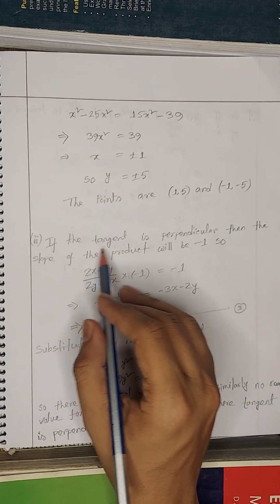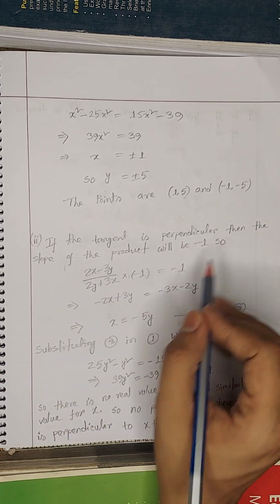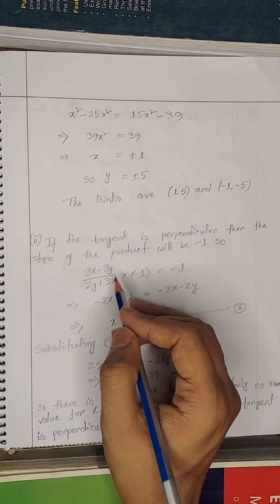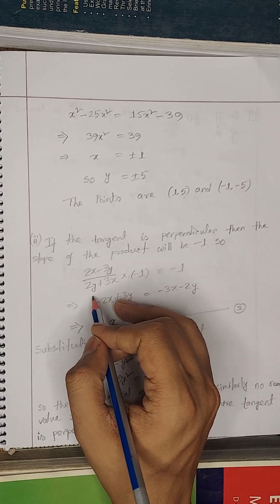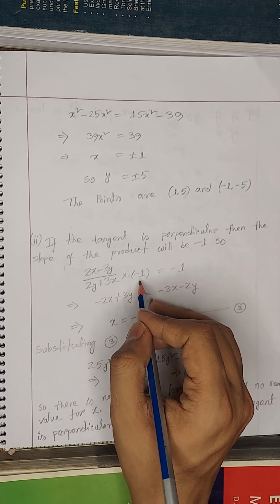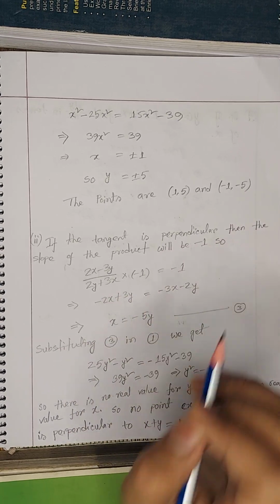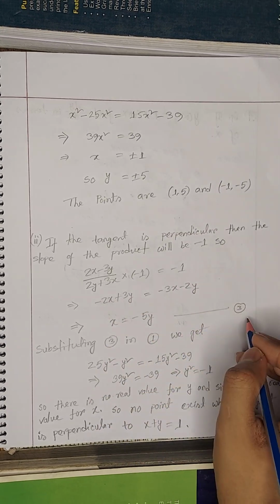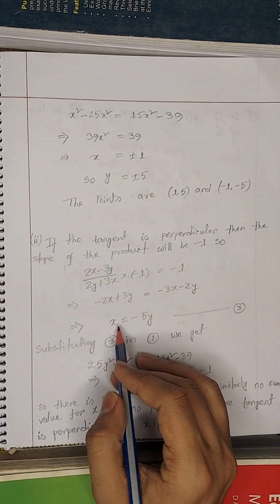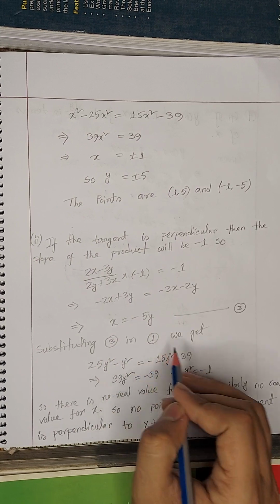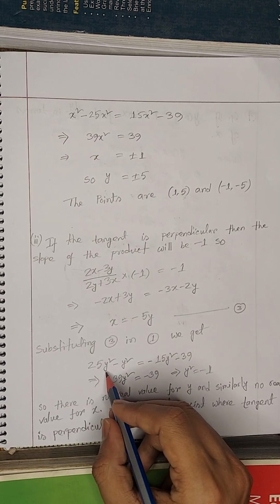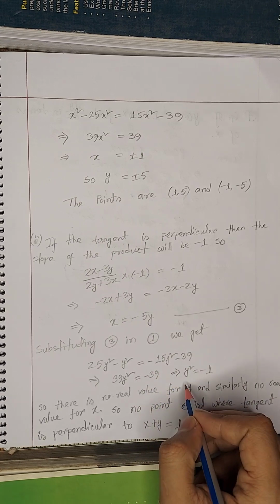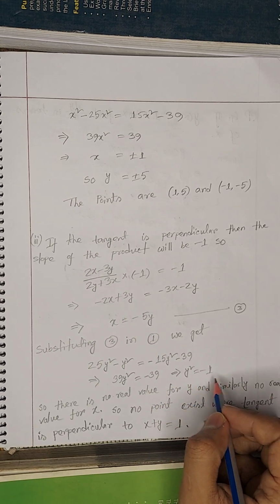Again, similarly, if the tangent is perpendicular, then the product of the slopes will be minus 1. The slope we found, (2x - 3y) divided by (2y + 3x), times minus 1, is equal to minus 1, and from this we get x = -5y, which is equation 3. So substituting the value of x in equation 1, we get 25y² - y² = -15y² - 39, and from this we get the value of y² as minus 1.